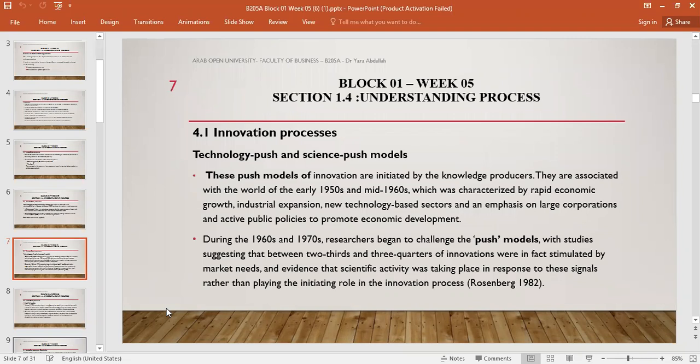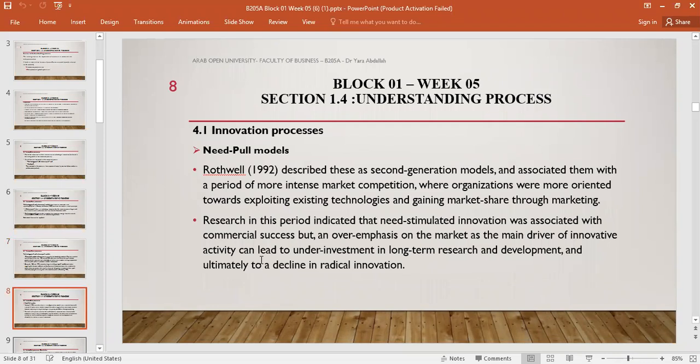These push models are old. They were used in the 1950s and the mid-1960s. While nowadays, these push models cannot be used. Why? Because there is great competition. And this is why companies face a challenge. They try to be alert to the need of the customer who is going to use this technology. This is why the need pull models emerged.